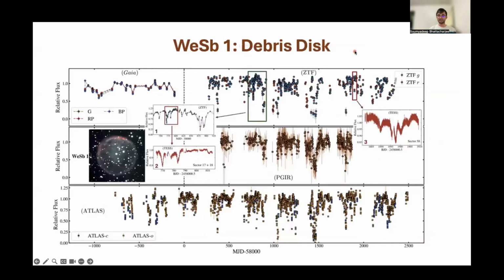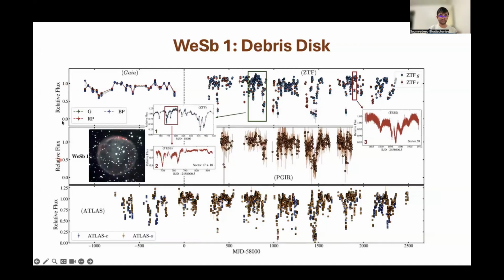I will go back to this object whose image I showed in the first slide, which is WESB-1. This is the same image where we can see the beautiful planetary nebula, and this is the central star. This image was taken with the Isaac Newton Telescope in Spain as a part of their work on this object. In this figure, there are a lot of light curves from different instruments and different wavelengths, but we can just focus on the ZTF light curve.